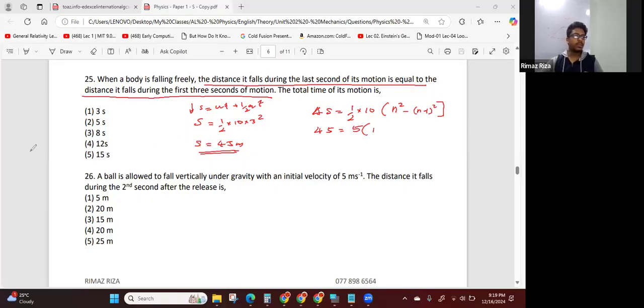So we can simplify this as a square minus b square. a square minus b square is equals to a minus b times a plus b. Right? So in that way I can simplify this. So n minus n minus 1, and then n plus n minus 1. So here if you simplify this it will be 1.